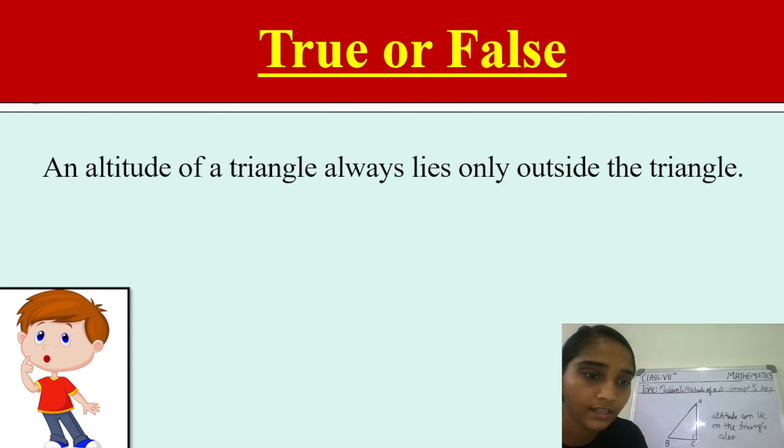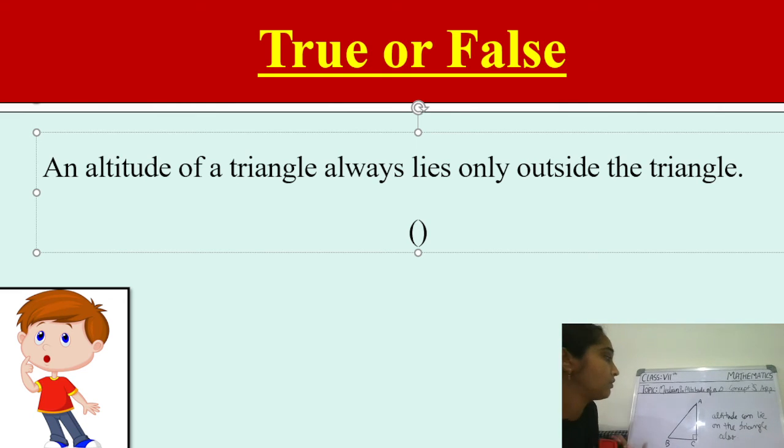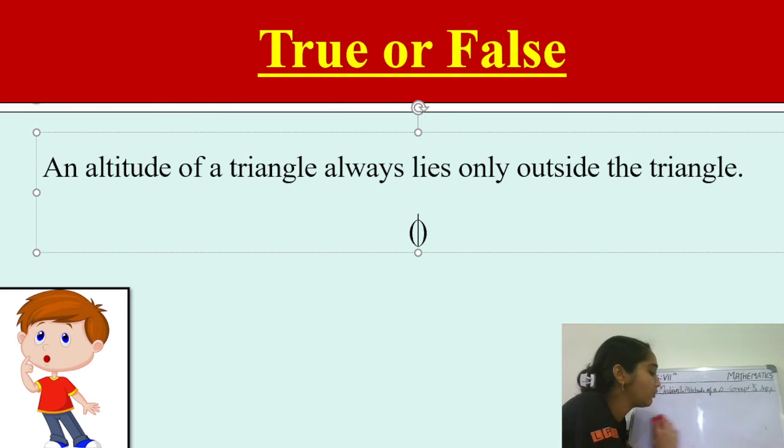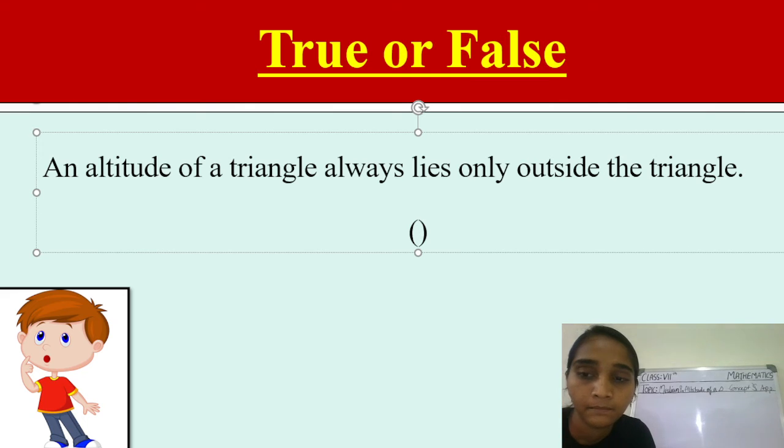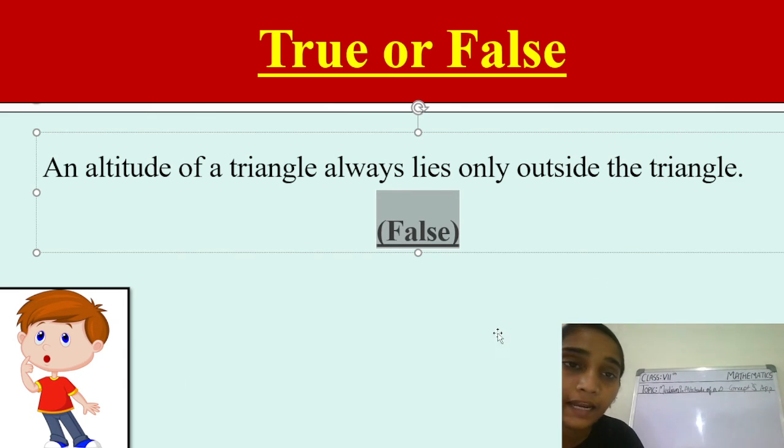So if I ask you over here that an altitude of a triangle always lies only outside the triangle, is this statement true or false, students? You can write your answers in the comment section and just give the reason also. Why do you think it is true, or why do you think it is a false statement? Very good, students. You must be answering it as false, because the altitude does not only lie outside, it can lie inside the triangle also, or on the triangle also.